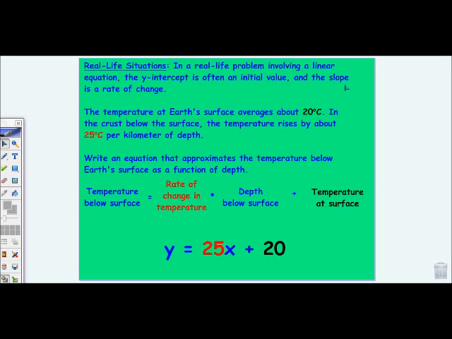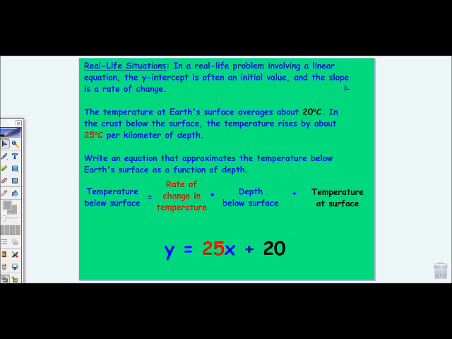In story problems about real-life situations, we can put those into linear equations. The y-intercept is often the initial value, or as I mentioned today, the constant term, and the slope is the rate of change. So in this problem, the temperature at Earth's surface averages about 20 degrees Celsius. In the crust below the surface, the temperature rises by about 25 degrees Celsius per kilometer of depth.